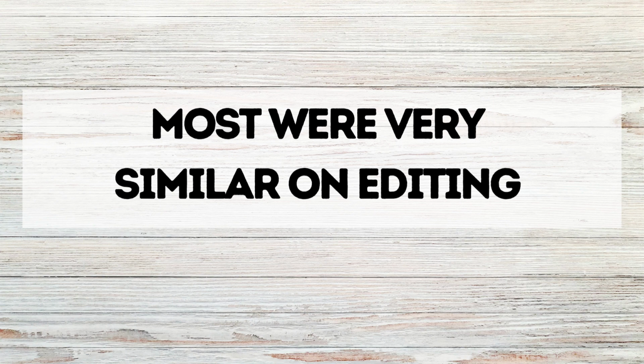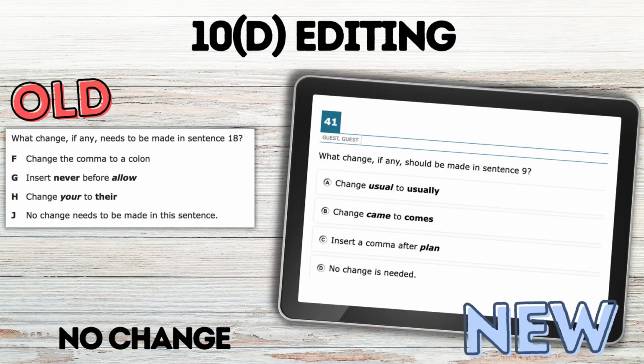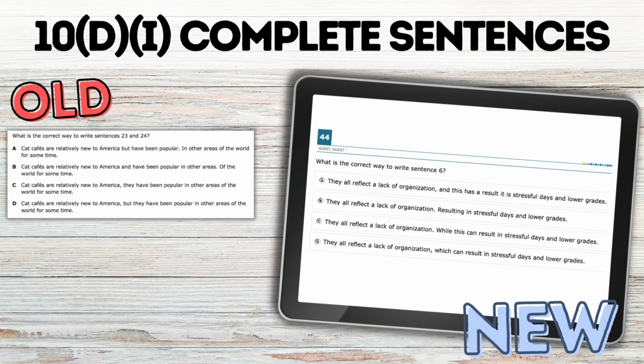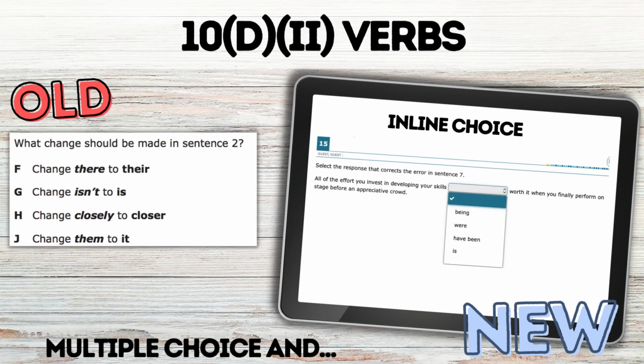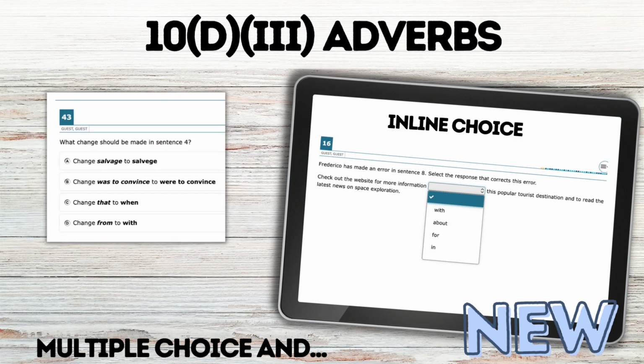Most of the questions that I found on these tests for editing were multiple choice. So here's what it looked like. In just editing where there was no change needed, there were questions where the answer said no change was needed, just like previously. In complete sentences, I saw all multiple choice questions where students had to find the best revision to the sentence. In verbs, I saw multiple choice as well as inline choice, where students have to click on the drop-down menu and select the correct verb.